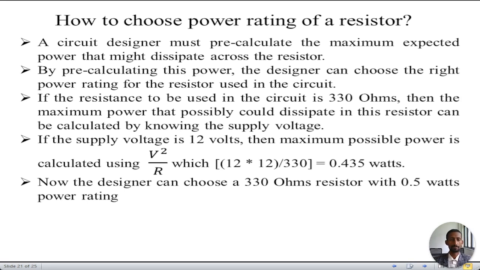So you should calculate, before applying a current or a source to your designed circuit, the maximum expected power that may dissipate across your designed circuit. By pre-calculating this power, the designer can choose the right power rating for a resistor used in the circuit. You know your resistance by your design, so you can easily calculate the power.